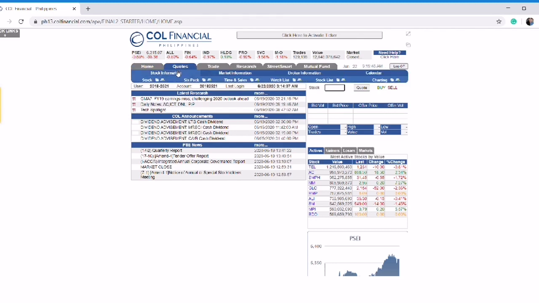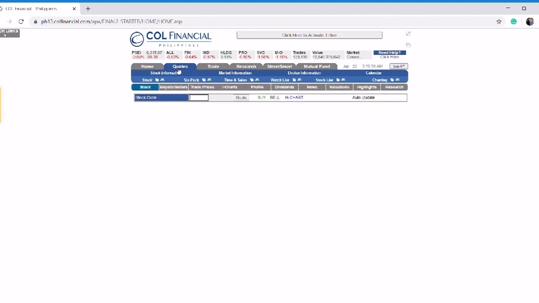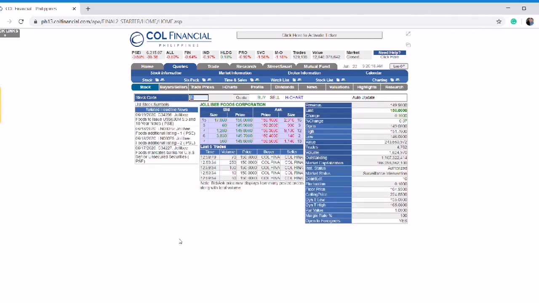So, the next important thing is quotes. When you click it, you will see here on the first tab is stock, where you have to put the symbol of the company that you want to know all the information about. So for example, JFC means Jollibee Foods Corporation. So you just have to click quote. Quote is very important because there will be a lot of information, especially about the bid and ask price.